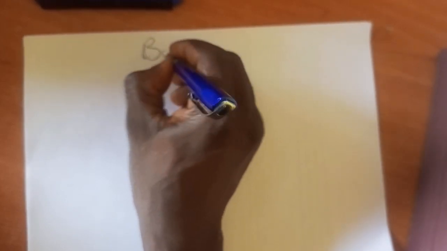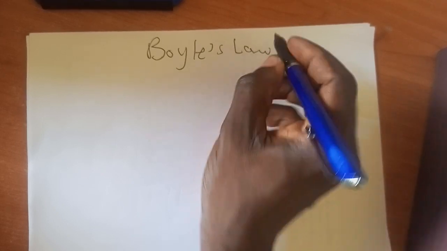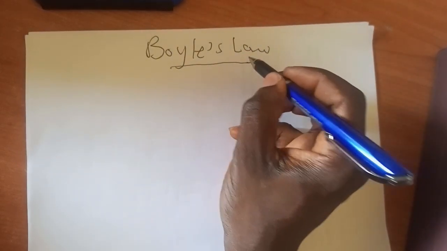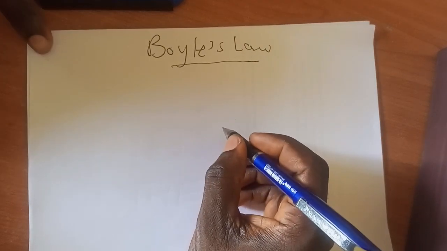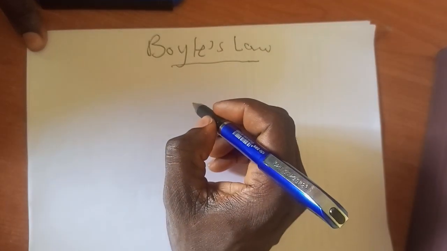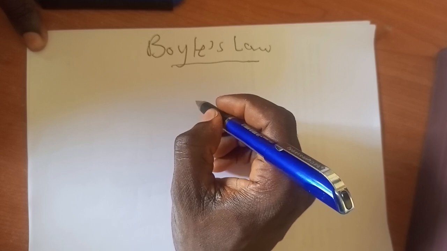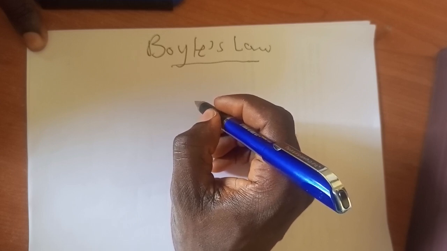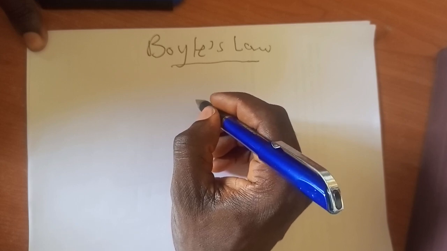The first gas law I will be looking at is actually Boyle's law. This is a popular thing that everybody knows. What does Boyle's law state? It states that the volume of a fixed mass of gas is inversely proportional to the pressure upon it, at constant temperature. What do we mean?